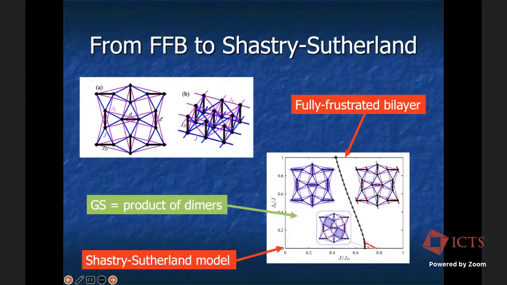So that's an interesting remark. And the problem now is to know whether and under which conditions we can actually calculate and study the thermal properties of the Shastry-Sutherland model.